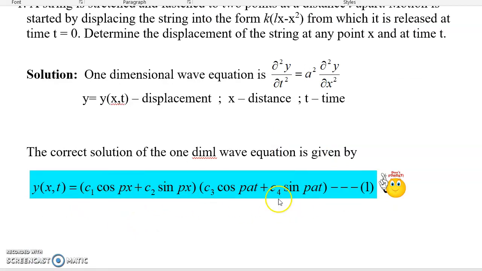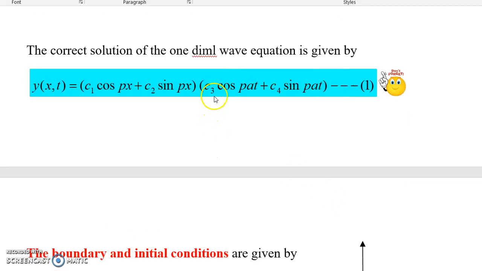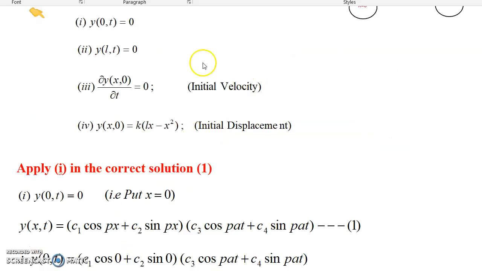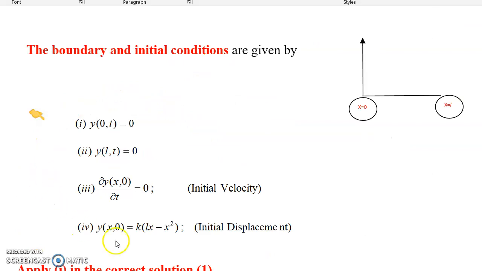We are taking and writing the correct solution here. Before moving on to the solution, we need to write the boundary and initial conditions. These 4 will be the boundary and initial conditions. Now let us see how these 4 conditions come one by one.